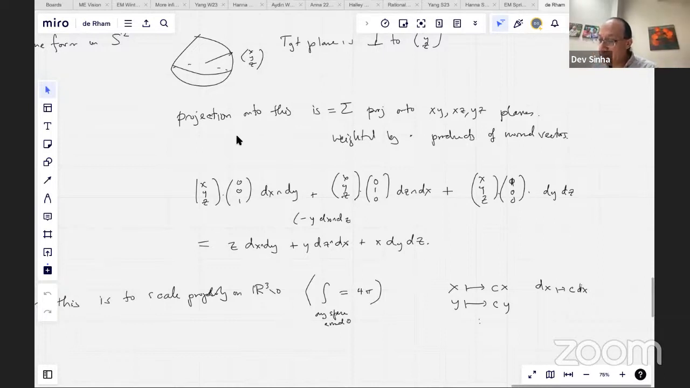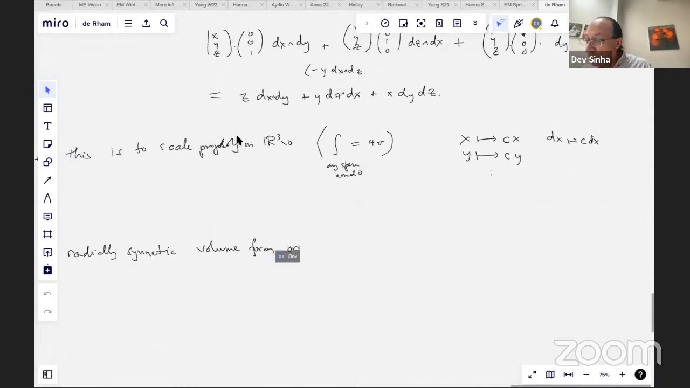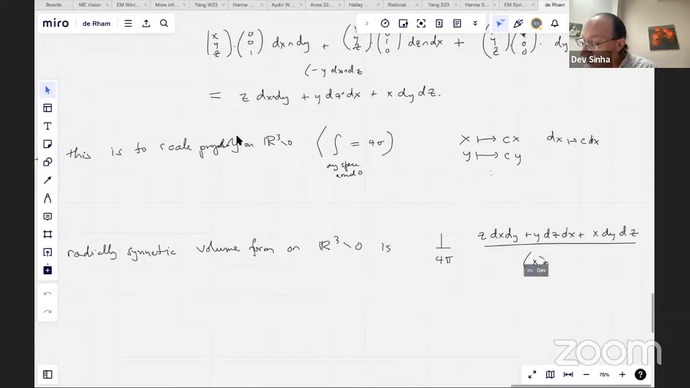So that implies the radially symmetric volume form with unit volume on R3 minus the origin is going to be, if I want the unit volume form, I've got to take 1 over 4 pi times this z dx dy plus y dz dx plus x dy dz over x squared plus y squared plus z squared to the 1/2, cubed.